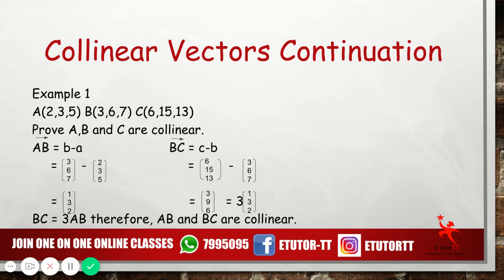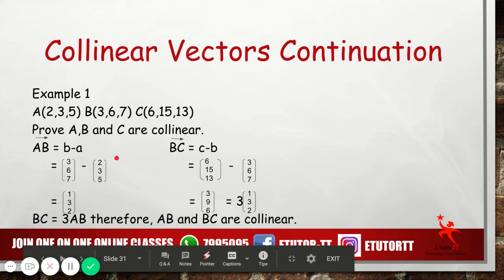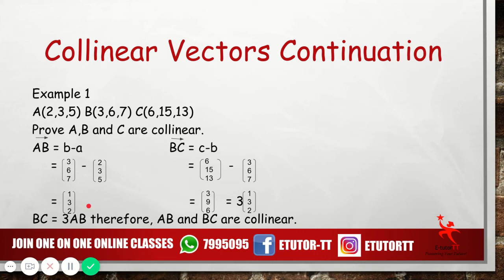Example 1. A is (2, 3, 5), B is (3, 6, 7), C is (6, 15, 13). Prove A, B, and C are collinear. Vector AB equals B minus A, which is (3, 6, 7) minus (2, 3, 5). You get 3 minus 2 is equal to 1, 6 minus 3 is equal to 3, 7 minus 5 is equal to 2. So for vector AB, we get (1, 3, 2).